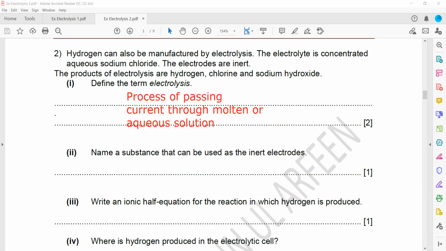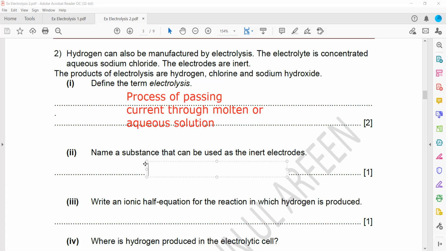So for process, 1 mark is for mentioning passing current or passing electricity or electric energy. And the second mark is for mentioning molten or aqueous solution. That's why it is of 2 marks. Name a substance that can be used as an inert electrode. So which substance can be used to make an inert electrode? It can be platinum or graphite.